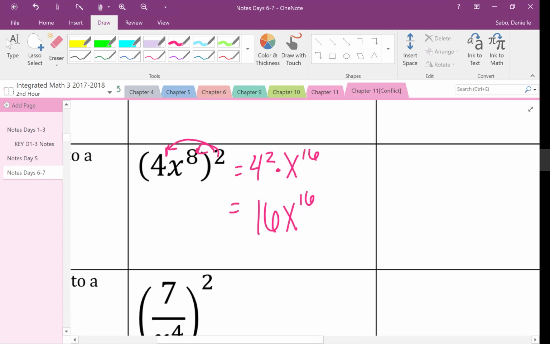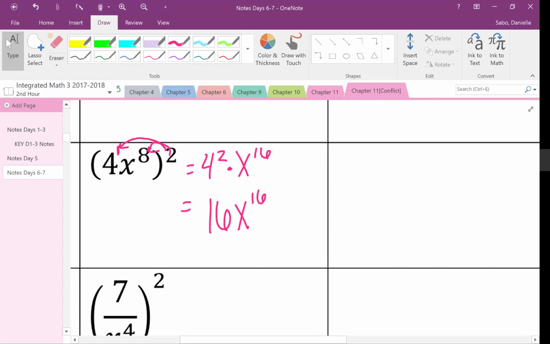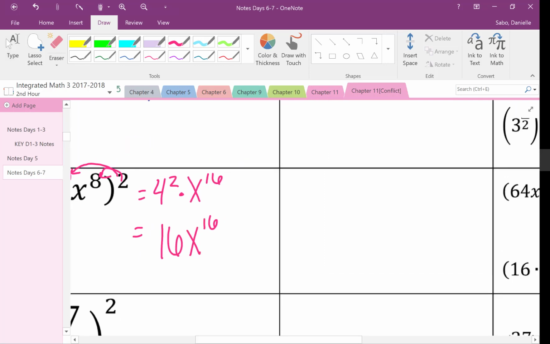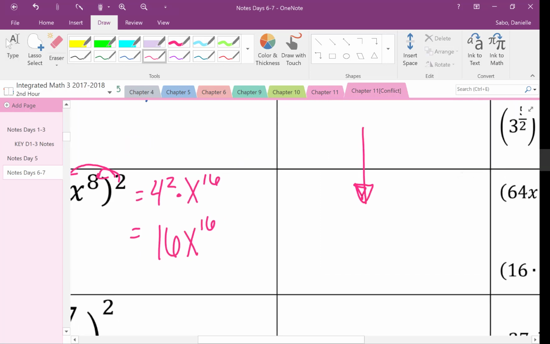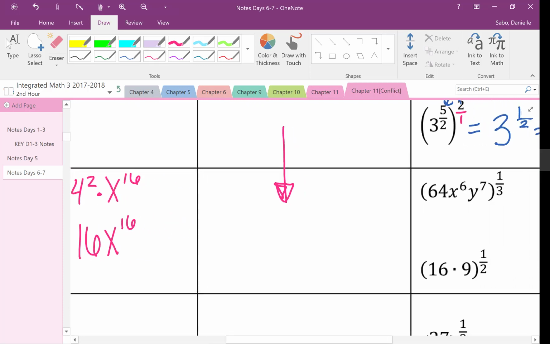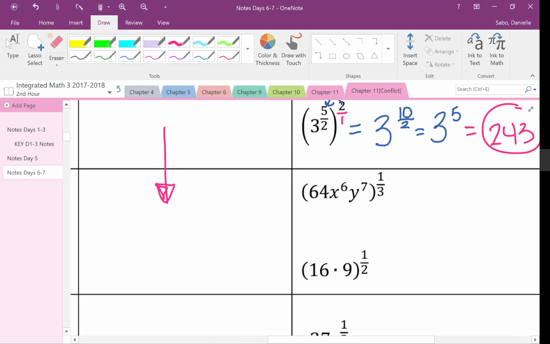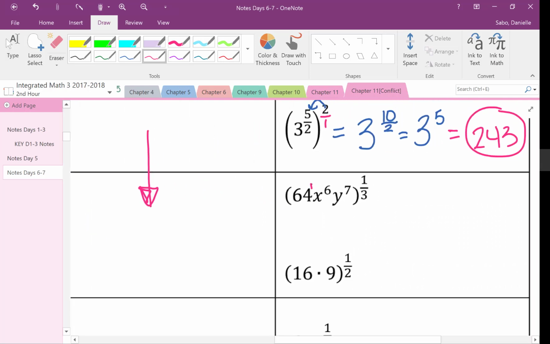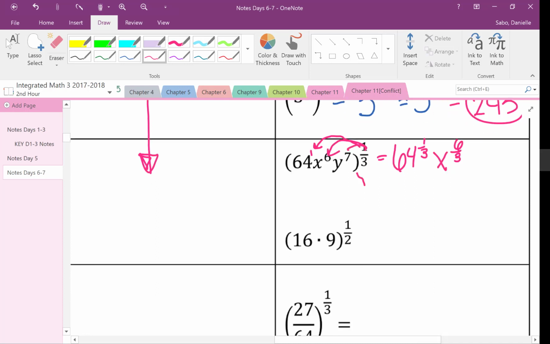All right, so when we have this rule, again, it's the same exact thing. So I'm just going to go ahead and draw an arrow because it's the same exact rule. No, I'll do the first one with you. All right. So remember, there's an imaginary 1 here. I'm going to distribute it in. I get 64 to the 1/3, x to the 6/3, and y to the 7/3.